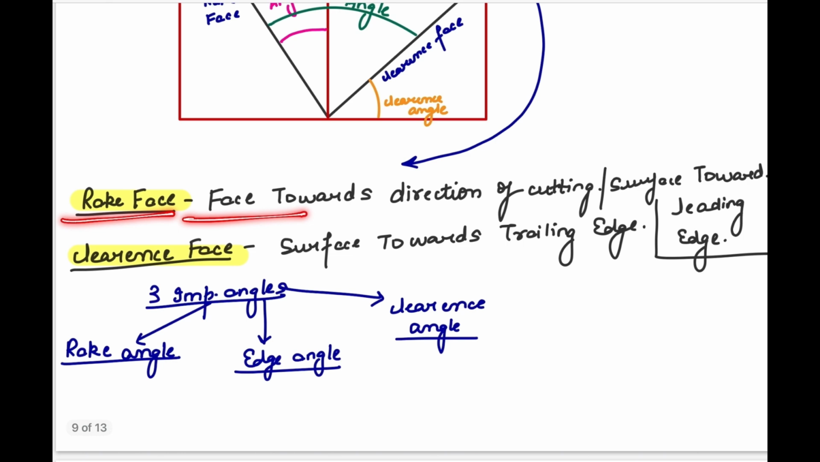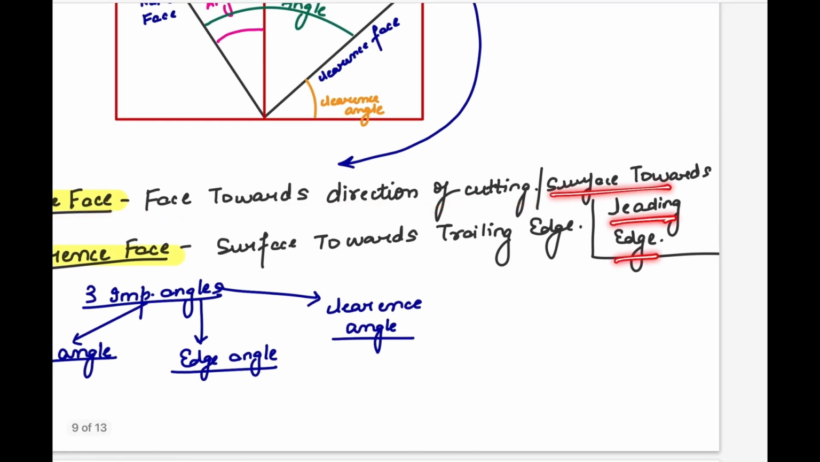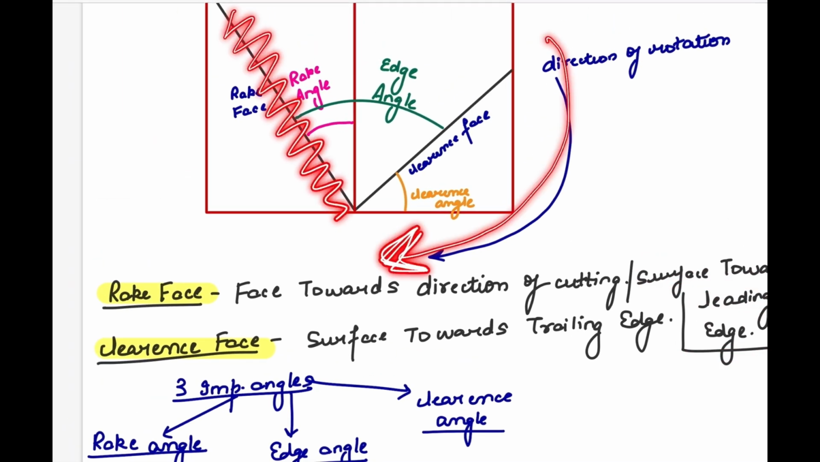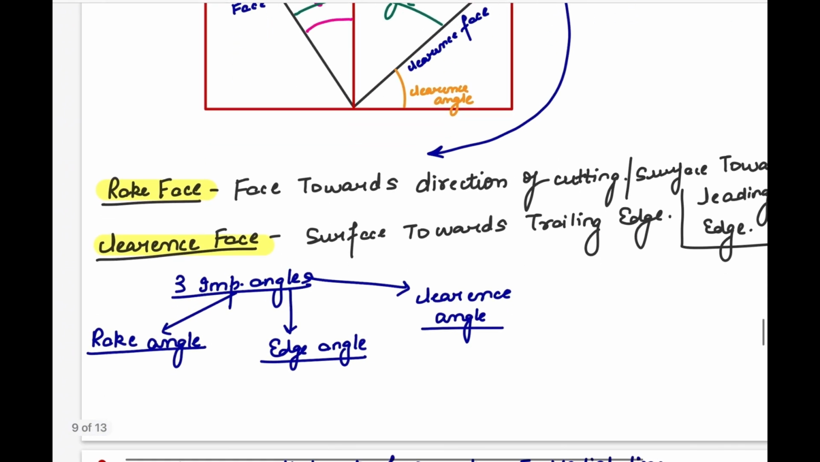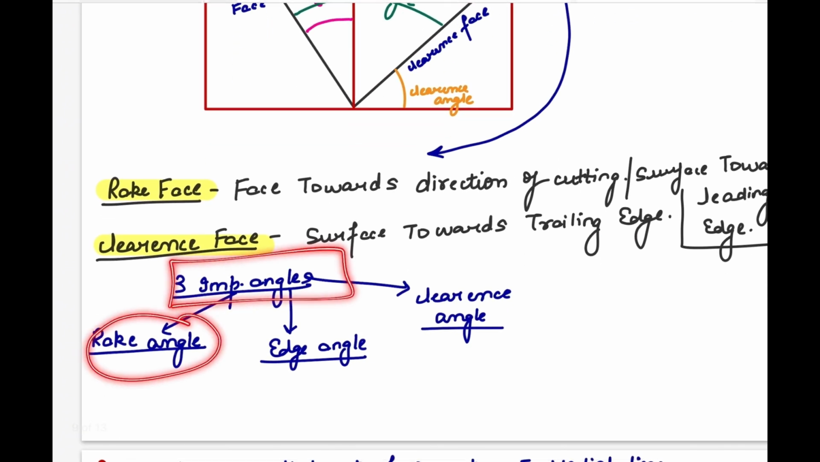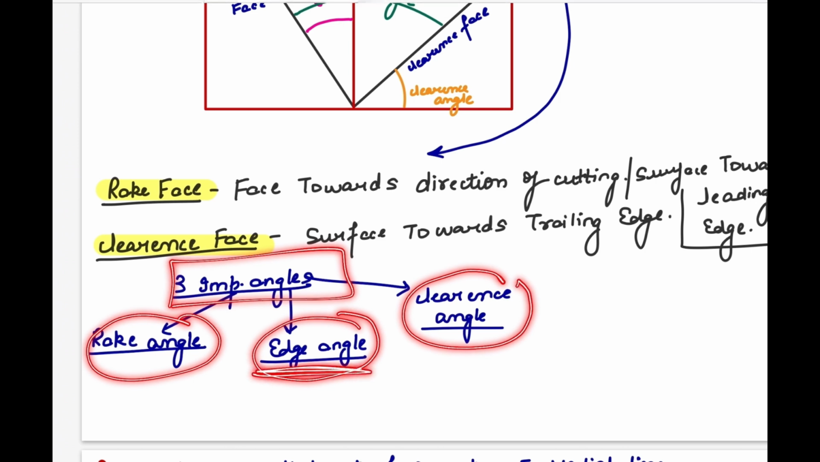Rake face is the face towards the direction of cutting, or the surface towards the leading edge. Leading edge means the front side. This towards the leading side is called the rake face, whereas the surface towards the trailing edge, the one that is left behind, that face is the clearance face. Now there are three important angles associated: rake angle, edge angle, and clearance angle. Edge angle is also known as blade angle.